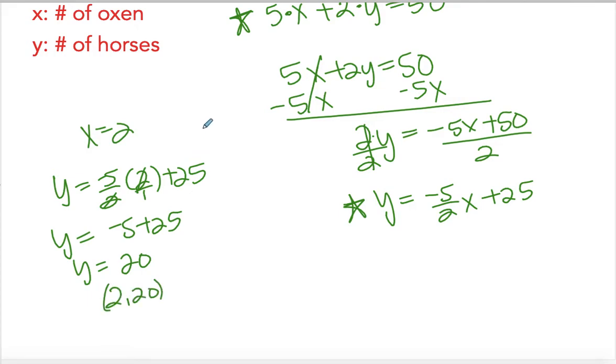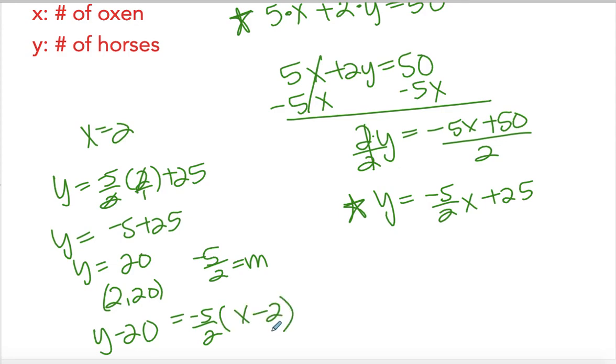And remember, our slope from the slope-intercept form was negative 5 halves. And so now we're ready to write our equation. y minus 20 equals negative 5 halves times x minus 2. And so there is point slope format.